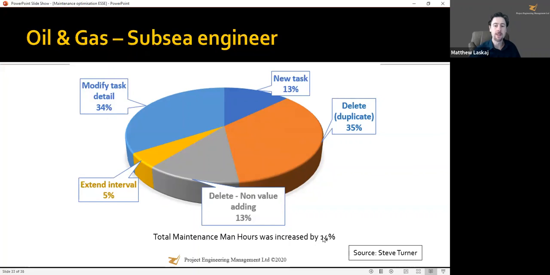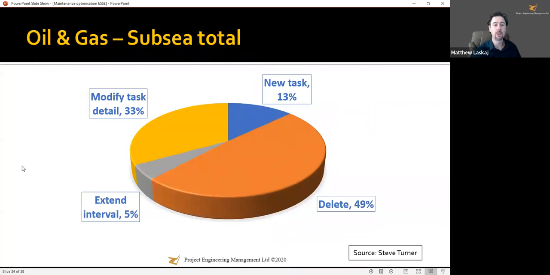In this instance, the man hours was actually increased by 14%, but what you're doing is you're reducing the cost and the likelihood of failure, because you're doing the tasks that actually add value. So that was just for the subsea engineer. For that one case study for the subsea system in total, 49% deleted, 13% new tasks, 5% extended intervals, 33% modified.